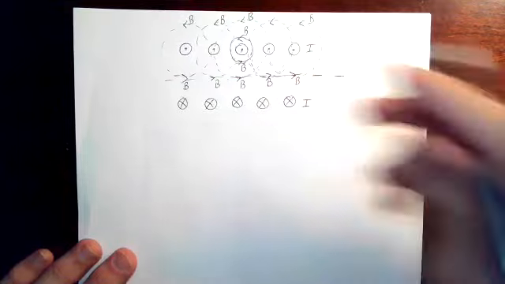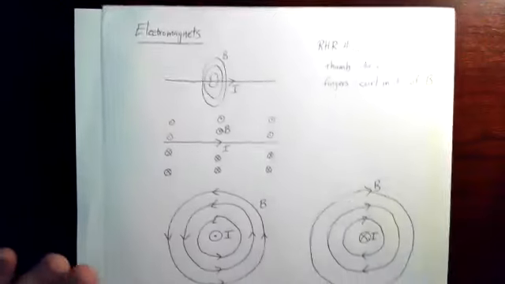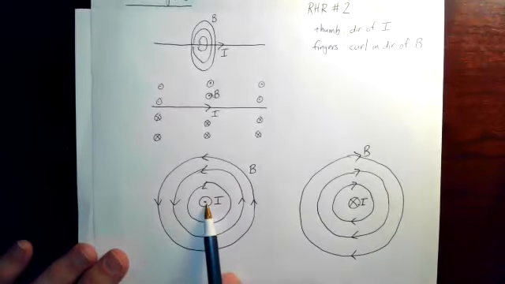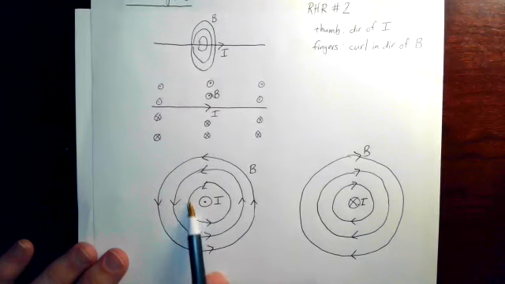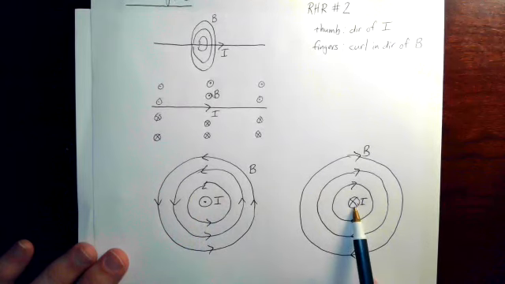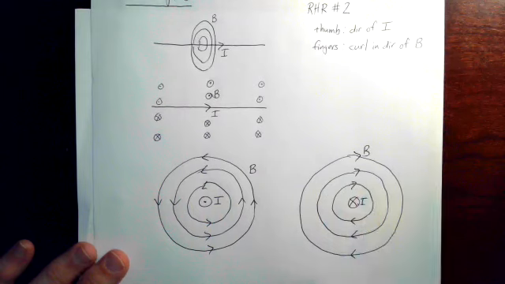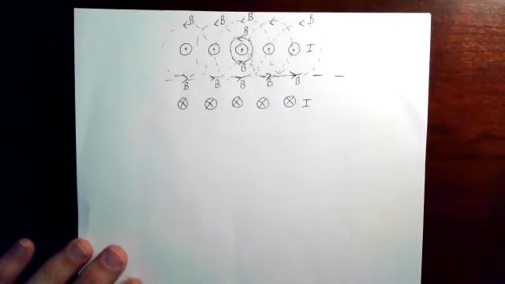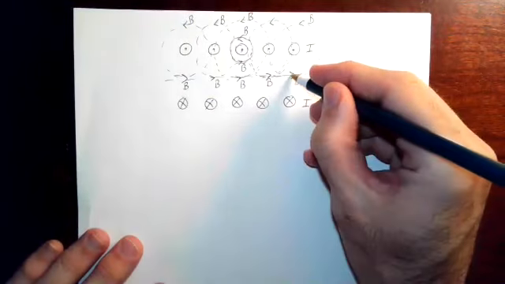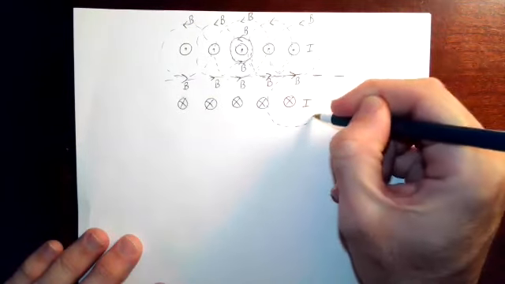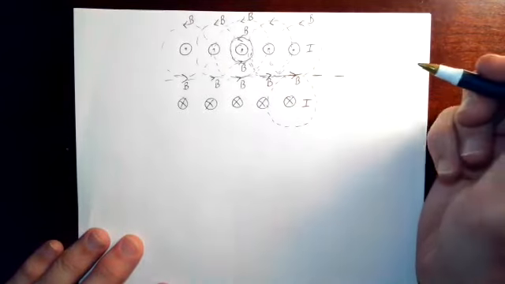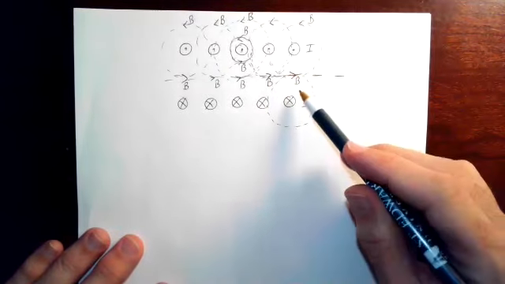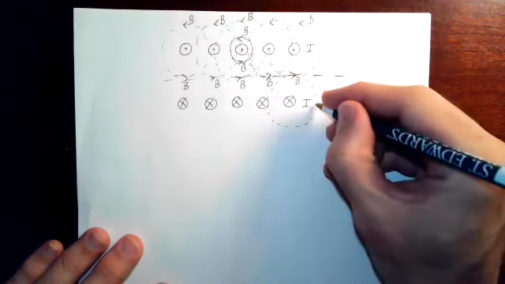So this is just like the drawing I had before. Right? If the current's coming towards us, the magnetic field lines go counterclockwise. If the current's going away from us, the magnetic field lines go clockwise. Right-hand rule number 2 helps us remember that. All right, so let's look at the magnetic field loop around this wire. Now it's going clockwise, okay?